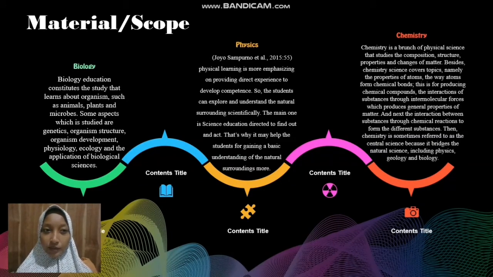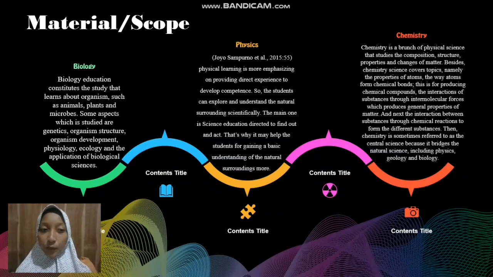Well, we are going to the next part. This is about materials or scope. So there are three kinds of science education here. These are biology, physics, and chemistry. The first is biology. Biology education constitutes the study that learns about organisms such as animals, plants, and microbes.